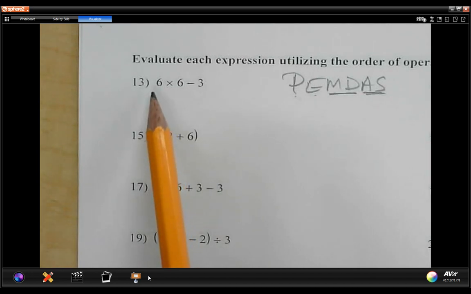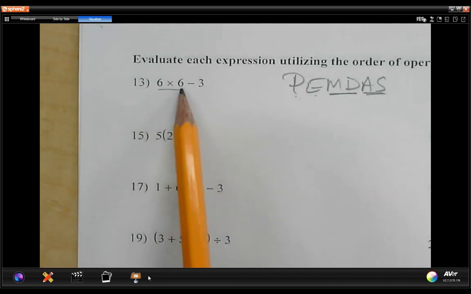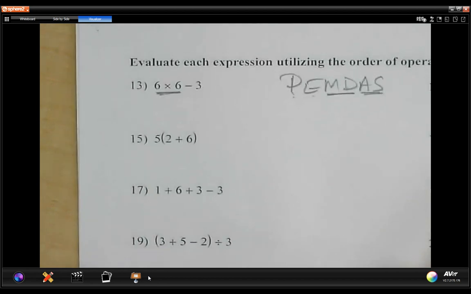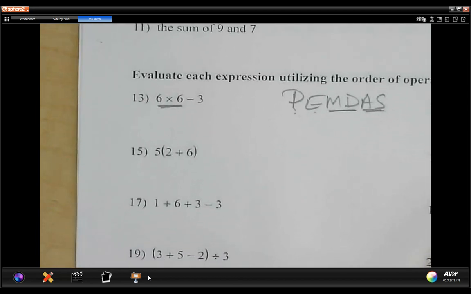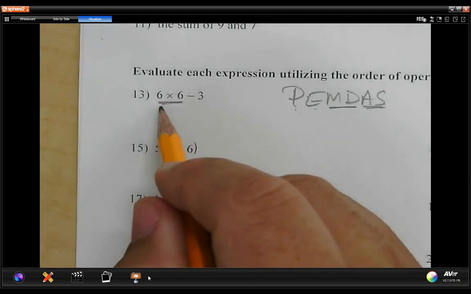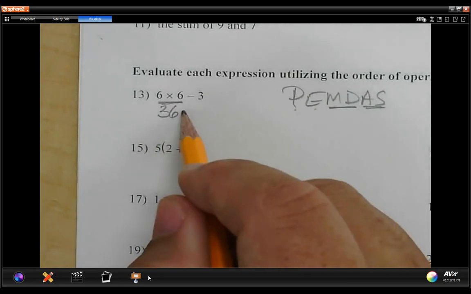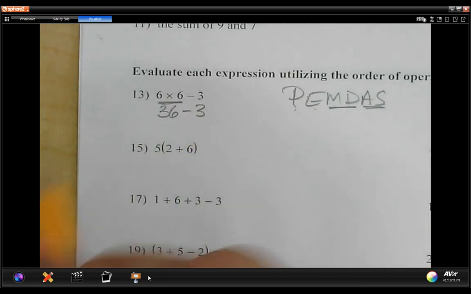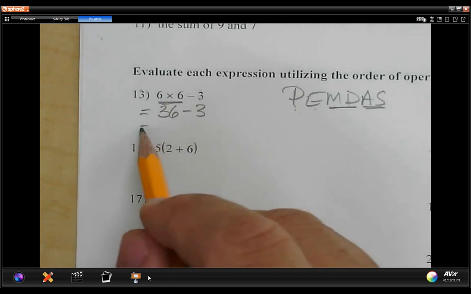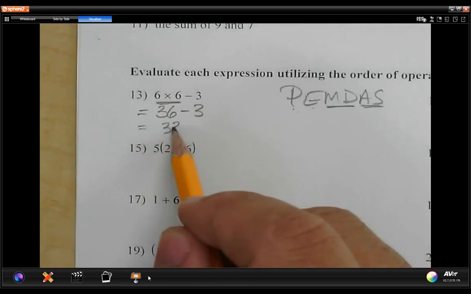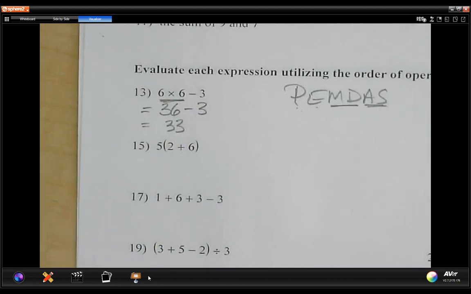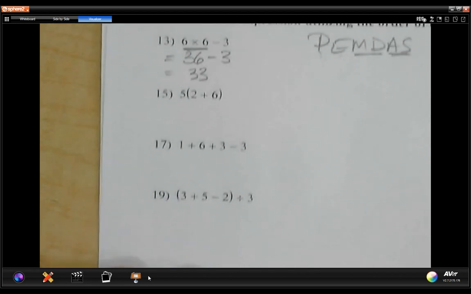So looking at this problem, from left to right, I have multiplication right here. So what I would do first is that multiplication. So 6 times 6 is 36, minus 3. I'm just going to carry my work right down. And then 36 minus 3 equals 33. All right, let's go to one maybe a little bit more difficult. So let's go down to number 19.